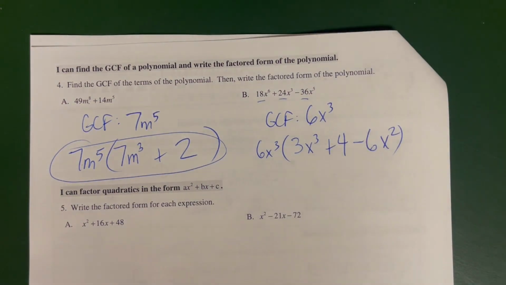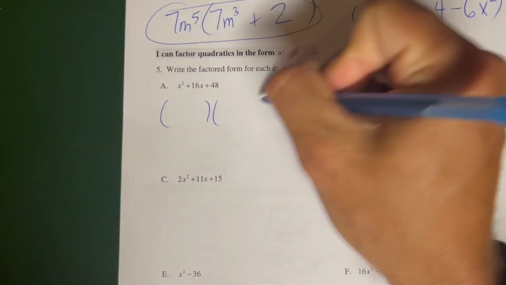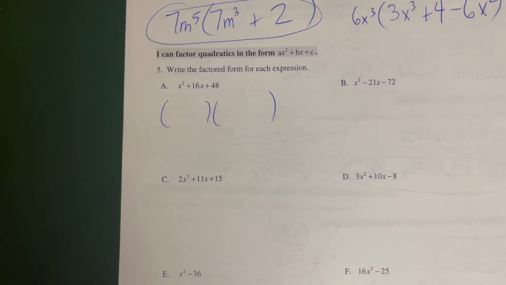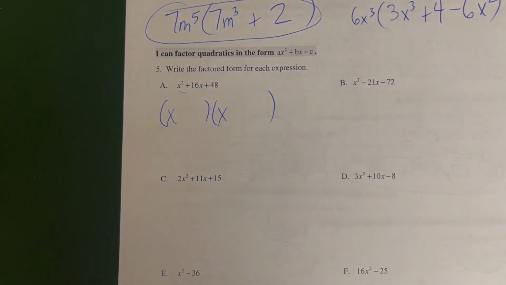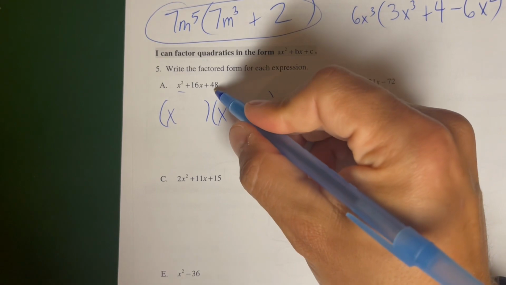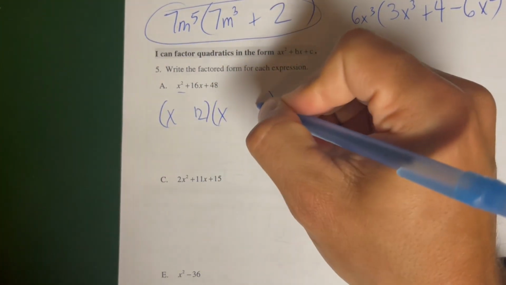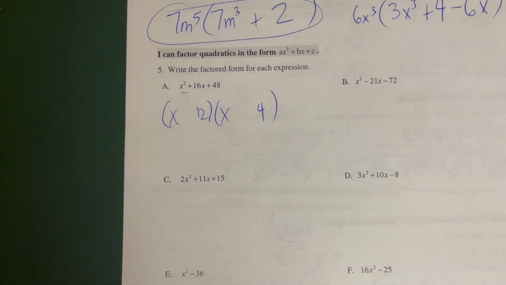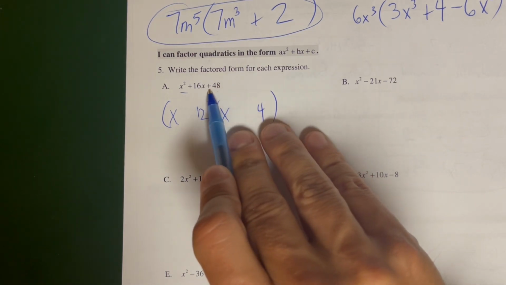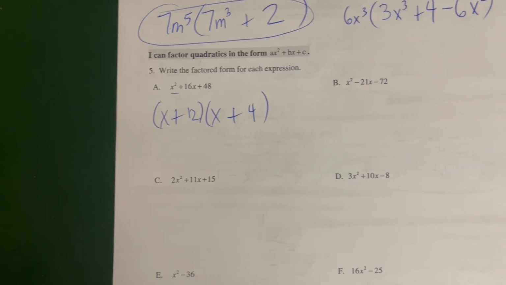And that is all. Now, for these problems in number 5, we're talking about reverse FOIL. So give me two sets of parentheses here. I want to know what two binomials were multiplied in order to get this trinomial. Well, I have an x squared in the front, so we know that's x times x. And I'm looking for the factors of 48 that add up to 16. Well, I know that 12 times 4 is 48, and 12 plus 4 is 16, so those are the numbers that I want there. The 48 is positive, which means the signs are the same, and the plus is in the middle, so it's going to be plus plus, and we are done.